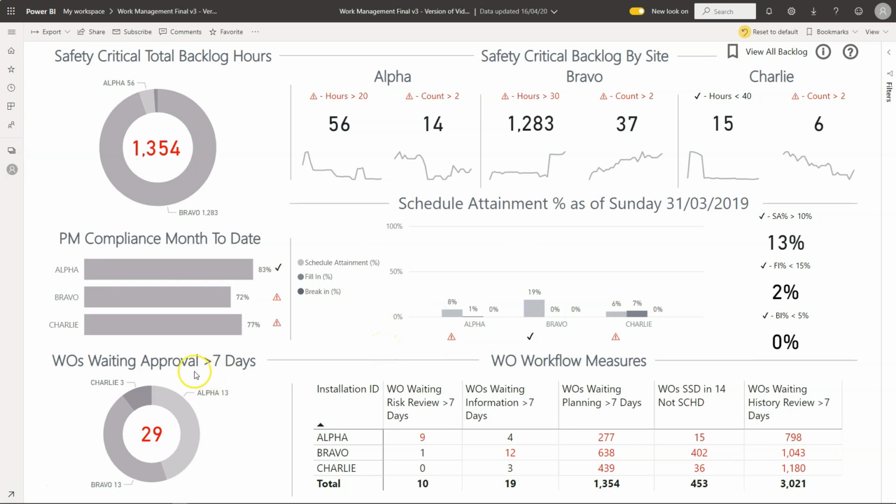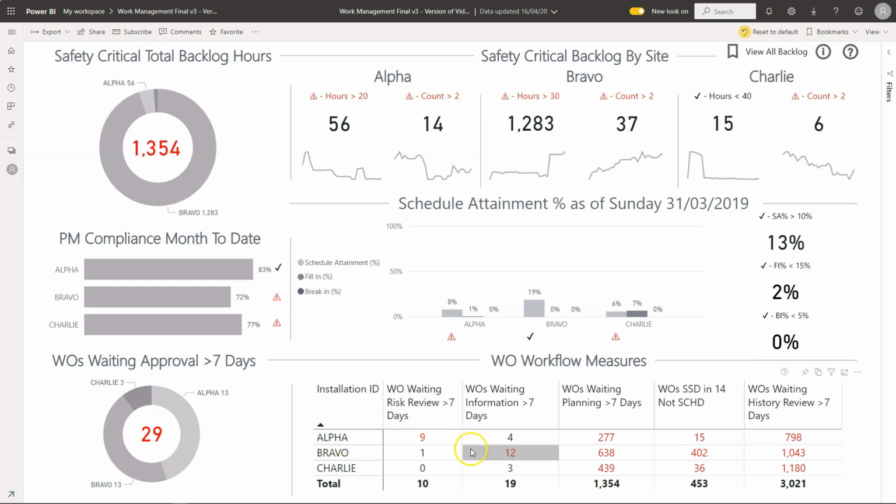At the bottom, we've got the work orders awaiting approval for greater than 7 days. And again, I've used the same sort of layout as I've done with the backlog, safety critical backlog hours. Slightly smaller because I just want that subtle distinction between the two.